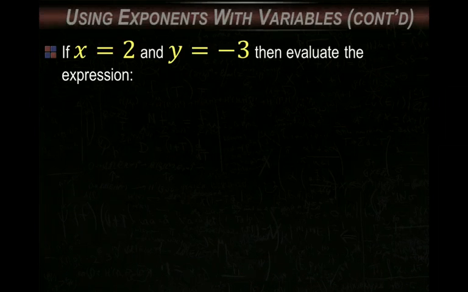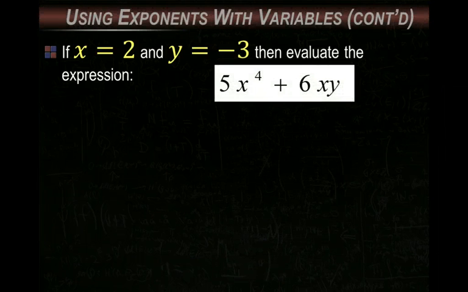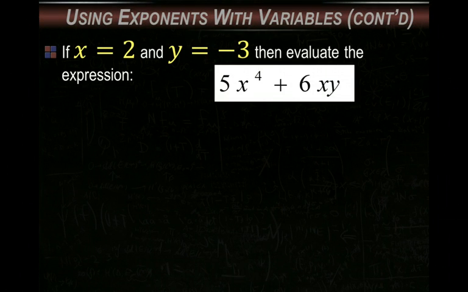All right, so let's try one. Let's try an actual question now. Okay, so I'm going to tell you, this is the expression, 5x to the power of 4 plus 6xy. Now before you look even at what's written there, let's think about what this means. It means 5 times x, and x is being multiplied by itself 4 times. So it's really 5 times x times x times x times x. Okay. What this means is 6 times x times y.